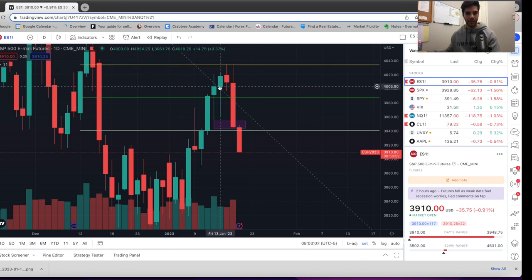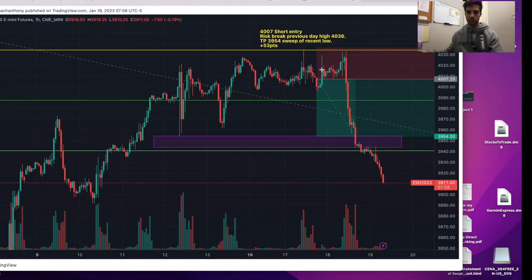So after we had this candle on the daily, I actually got in short Wednesday at about 4,007. Tuesday after hours, we started the new Wednesday daily bar and we broke the previous day low and we were at about 4,007. I entered short, risking the high of the previous day. So we had this wick up here to the left, so my stops were at 4,036. It was about a 2-to-1 trade and I was targeting those lows to sweep those lows to the left.